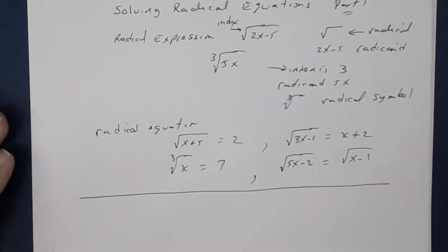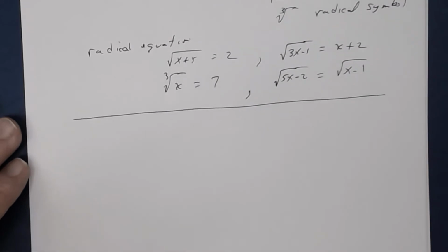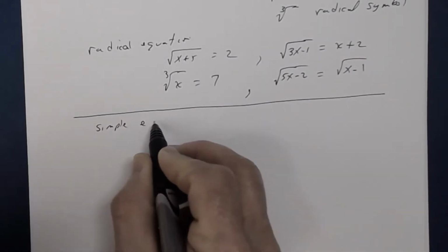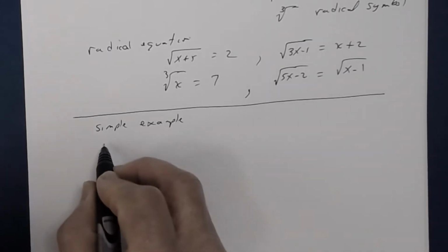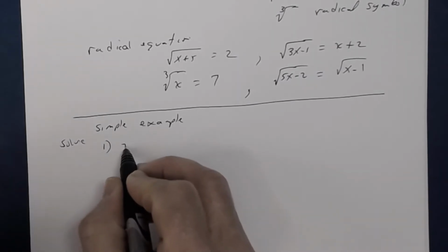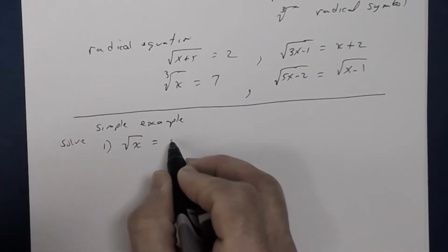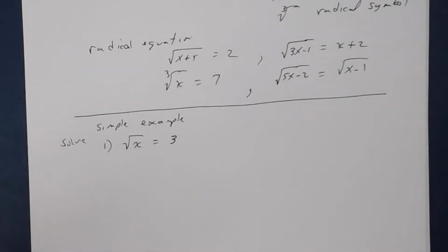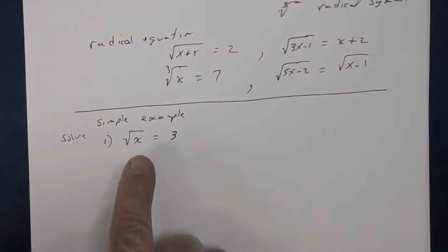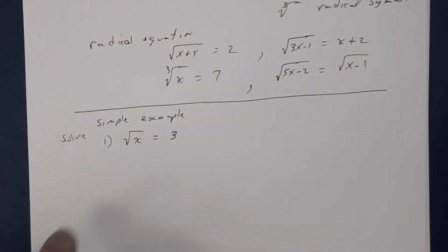Let's start with a very simple example. Number one, let's solve this radical equation, made as simple as possible: the square root of x is equal to, let's say, 3. I made that so simple that you can look at this and tell me what the solution is without even doing any algebraic manipulation.